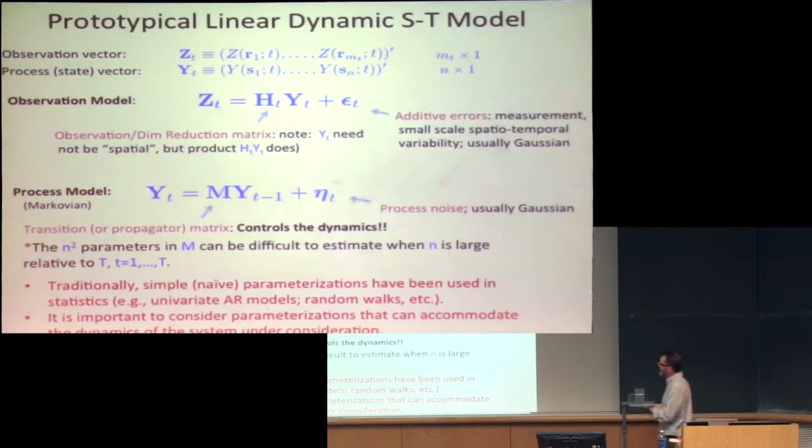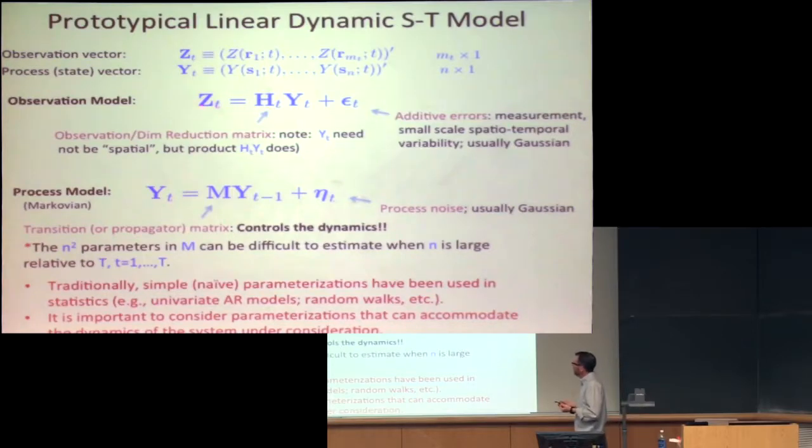Before I do that, I have to tell you what a linear space-time dynamic model looks like. So this is discrete space, discrete time. Here's a vector of observations of dimension m_t, so it could change with time. Y is our unobserved process vector. These are spatial locations, there are n of those, and again at time t. Here's an observation model. If you're used to control engineering or time series, you've seen these state space models many, many times. That's all this is.